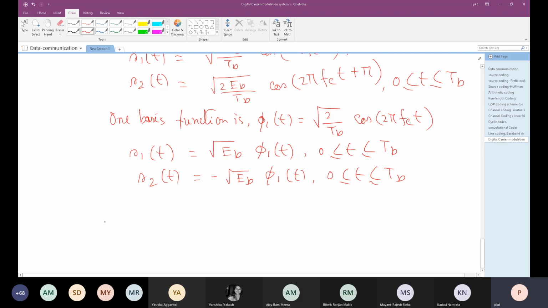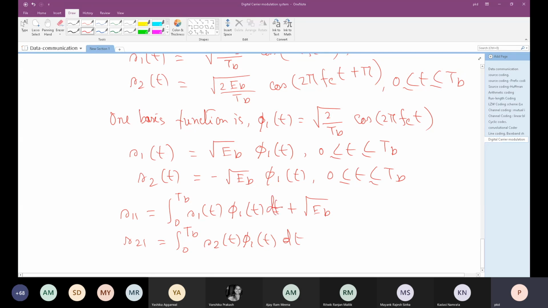If we take S11, that is the projection of the signal S1t onto phi 1t. So the coefficient S11 is the integral from 0 to TB, because we have defined these signals up to TB, of S1t phi 1t dt, equal to plus square root of EB. S21 is the integral from 0 to TB of S2t phi 1t dt, equal to minus square root of EB.